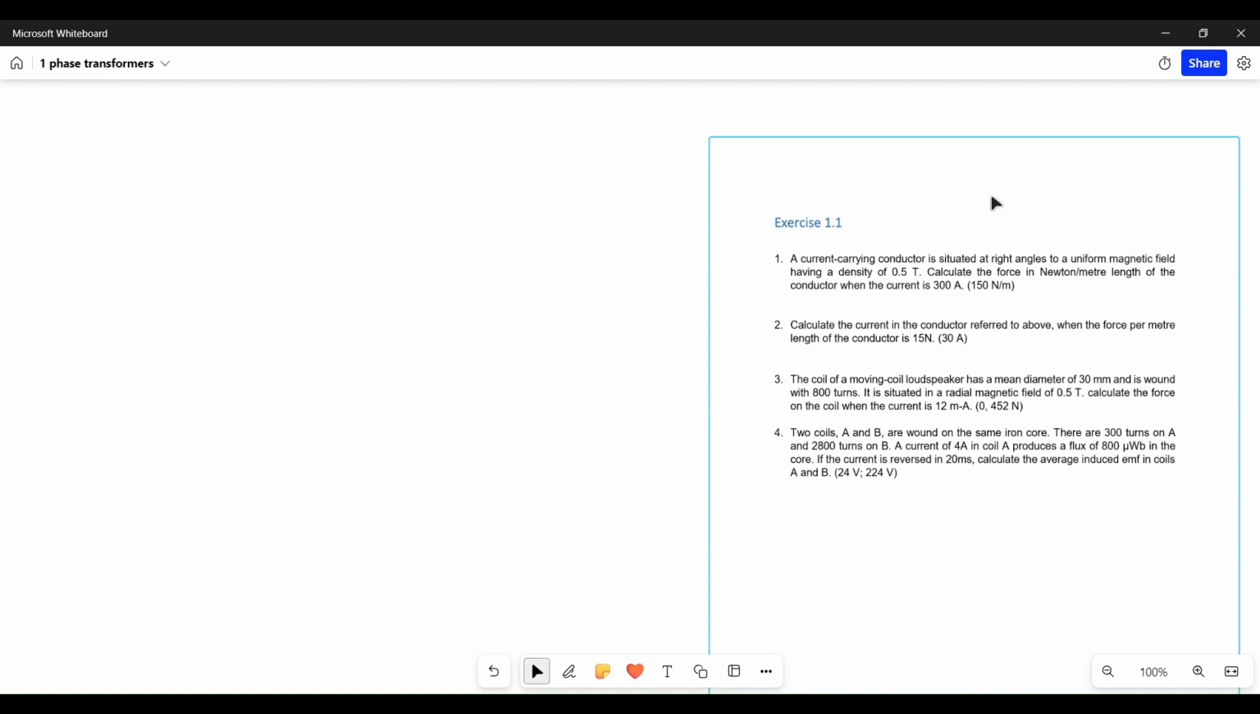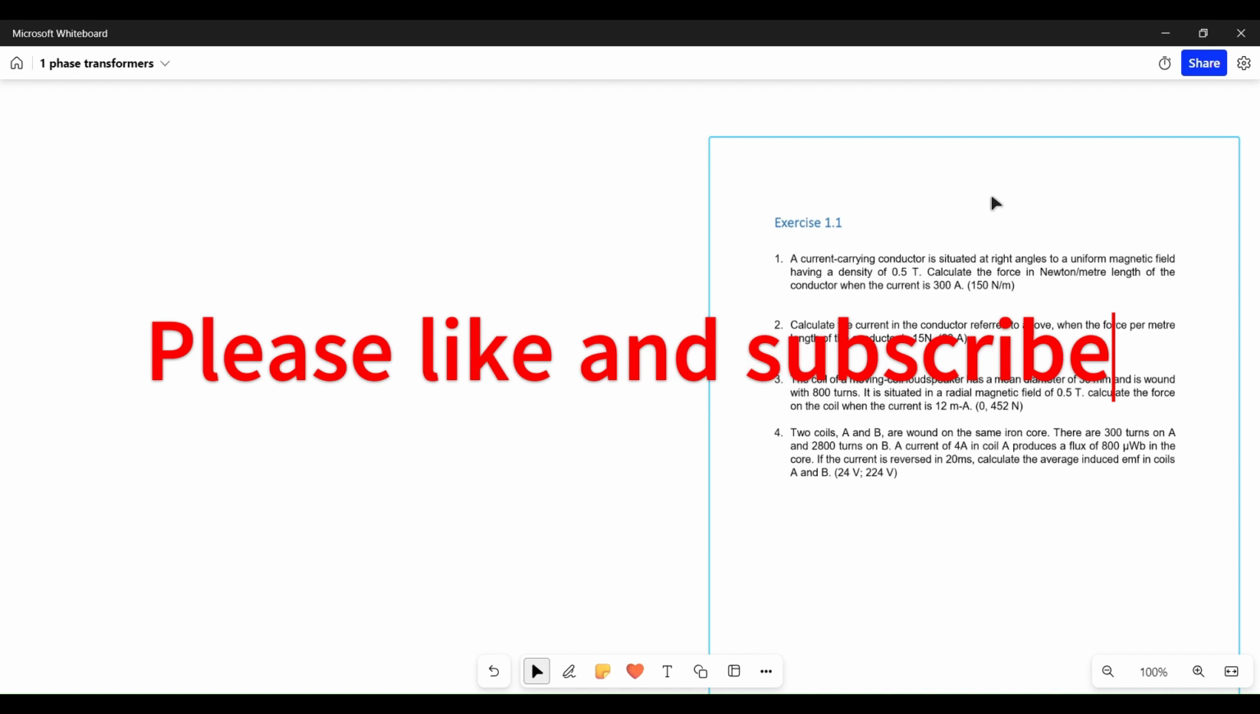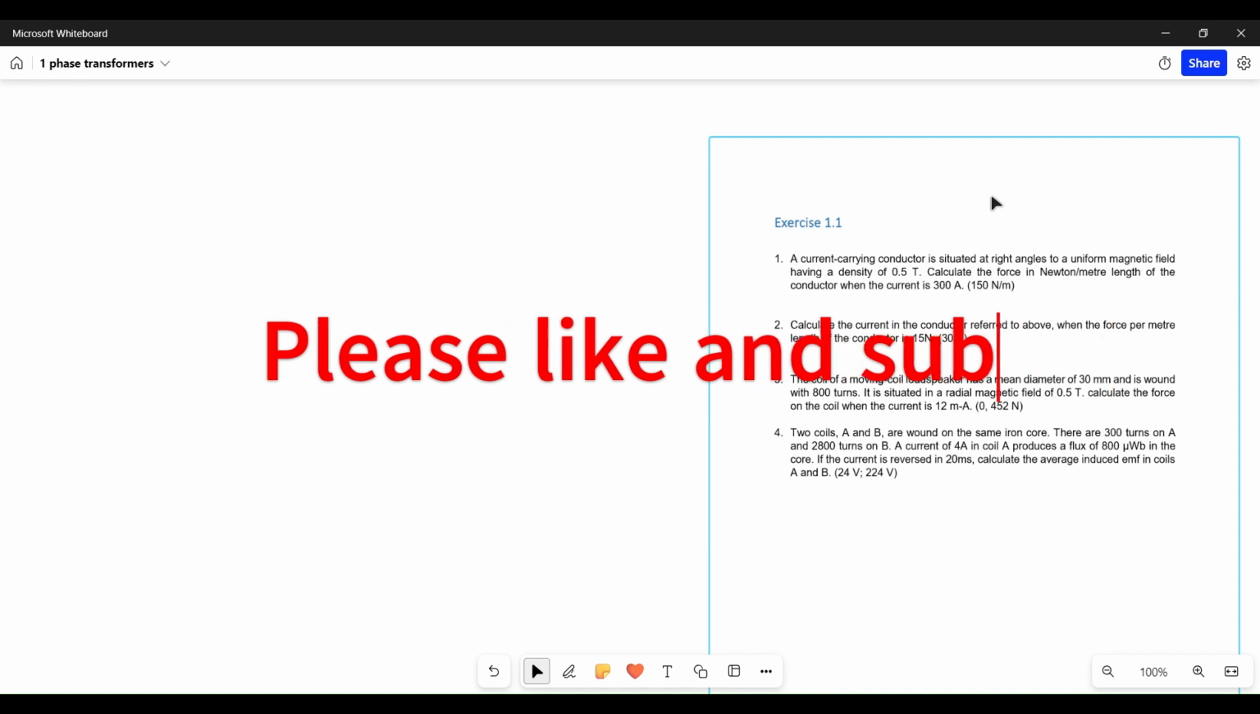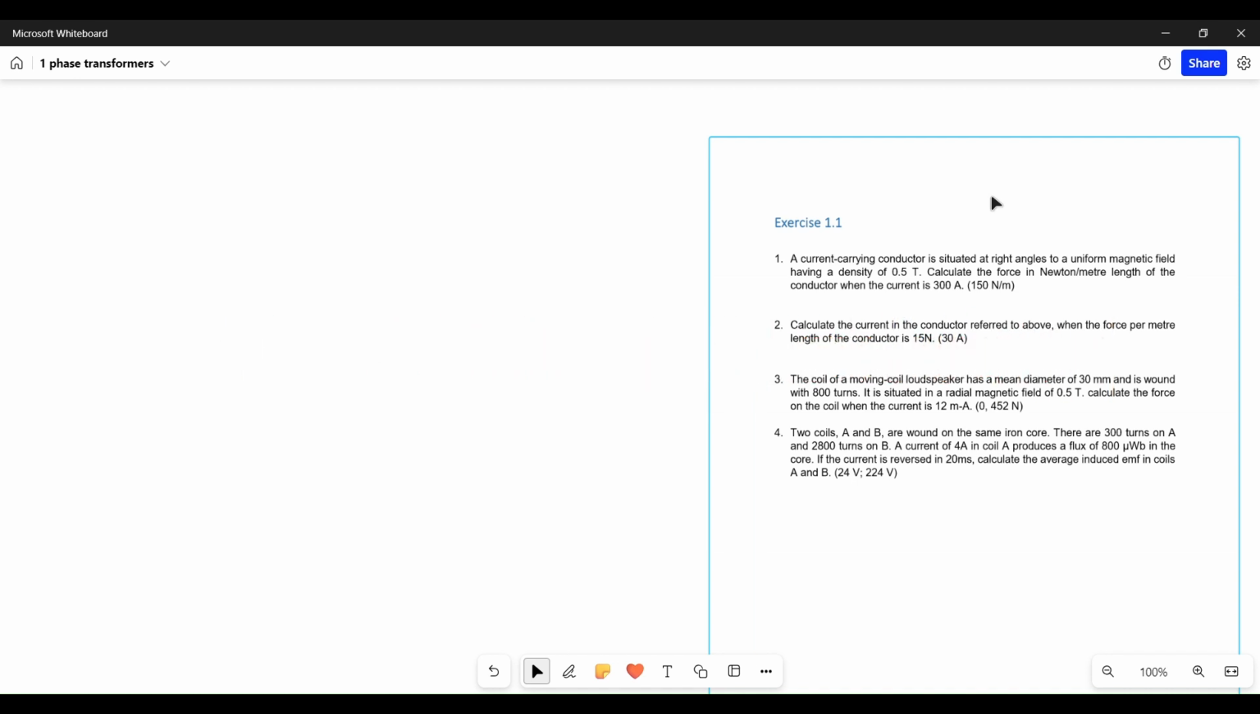I'm going to continue to solve more questions on single phase transformers. We're going to be looking at exercise 1.1. It's only 4 questions, so without any waste of time, let's look at the first question.